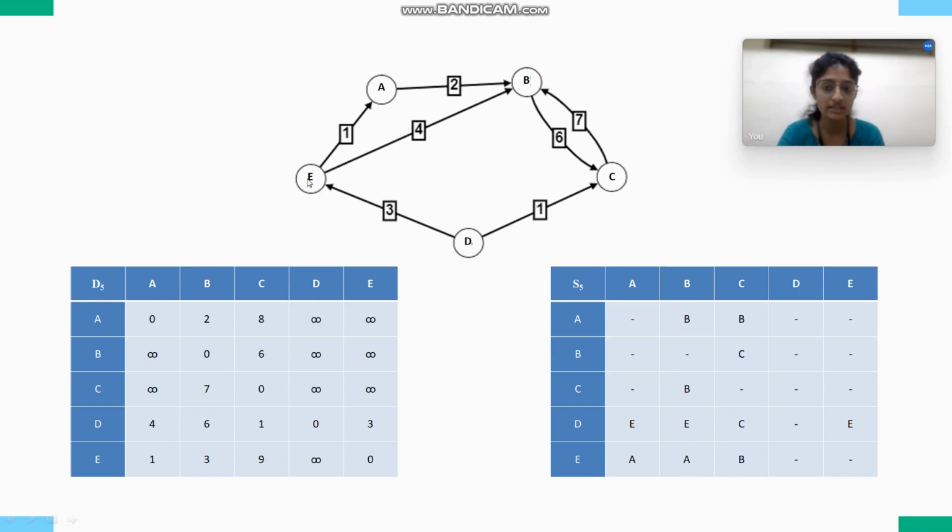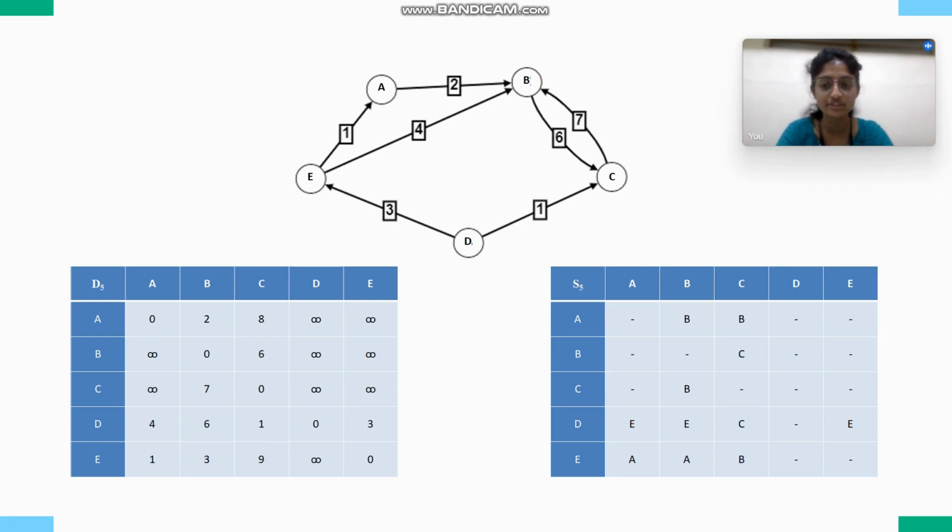So to reach from E to C, it has to go via B, whereas to reach from E to B, it has to go via A. So the path will be E to A to B, and A to C in order to reach from E to C, and its weight is 1 plus 2 plus 6, which is 9. Let's check with the distance matrix if that entry is correct. E to C, the entry is 9, which is correct. That is how we read the successor matrix.